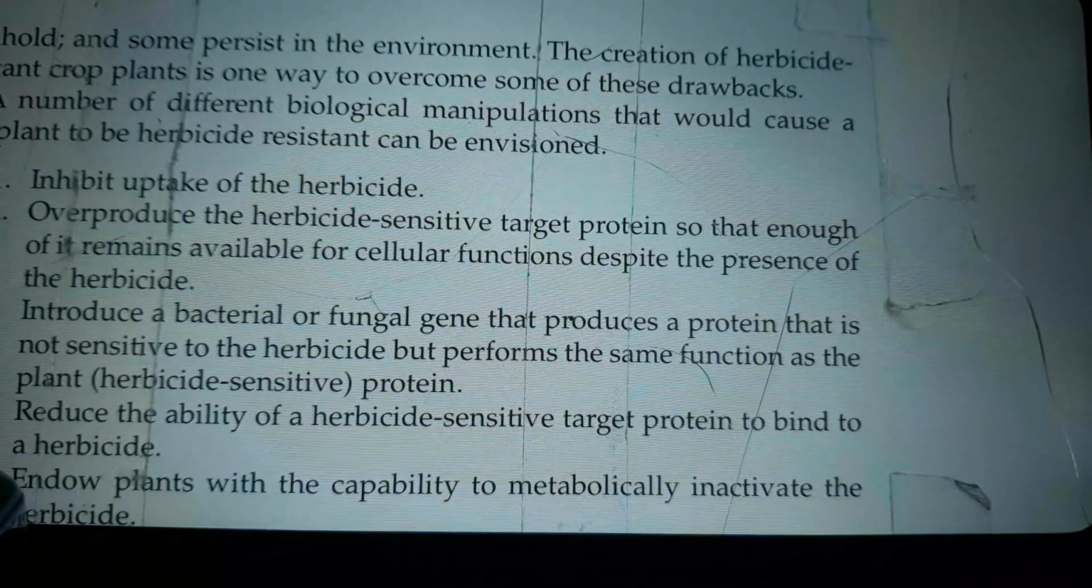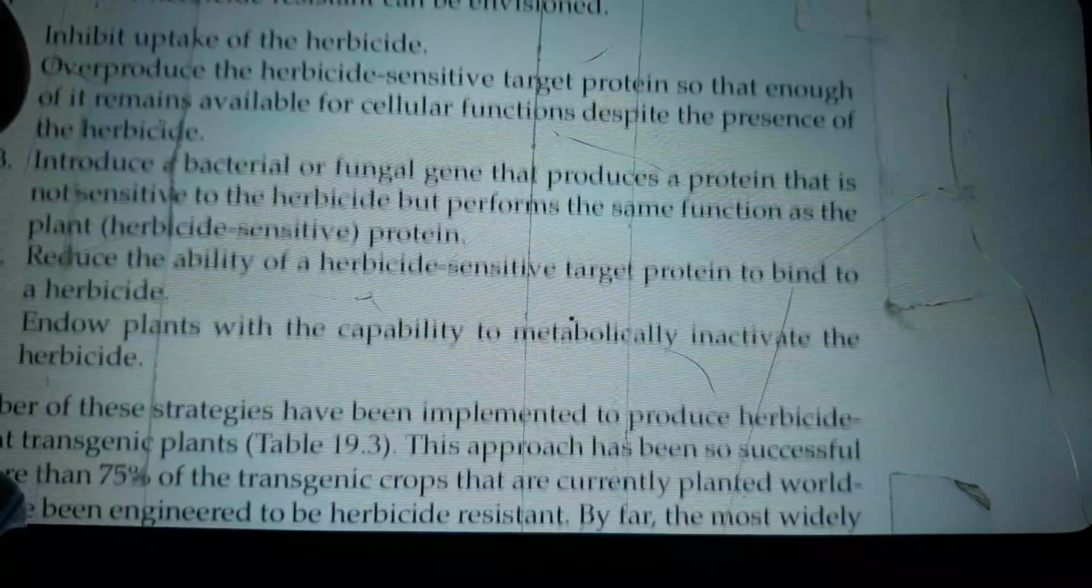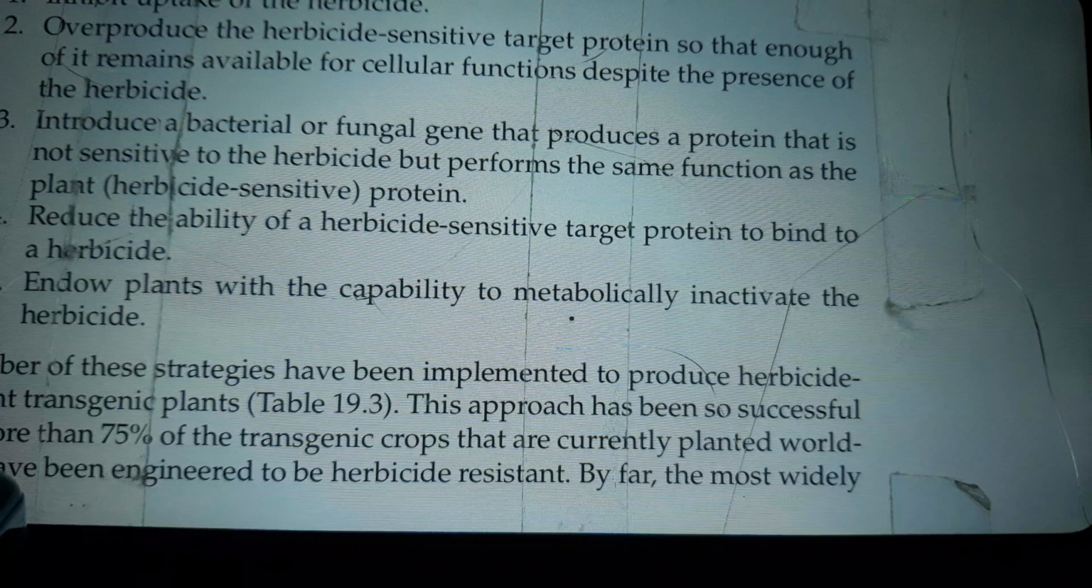Take hold and some persist in the environment. The creation of herbicide-resistant crop plants is one way to overcome some of these drawbacks. A number of different biological manipulations that will cause a crop plant to be herbicide-resistant can be envisioned. Inhibit uptake of the herbicide, or overproduce the herbicide-sensitive target protein so that enough of it remains available for its cellular functions despite the presence of the herbicide.